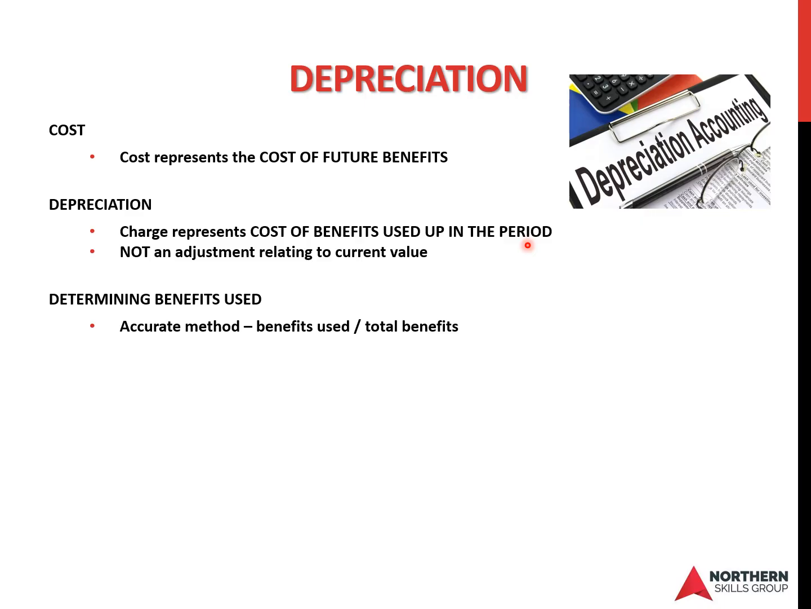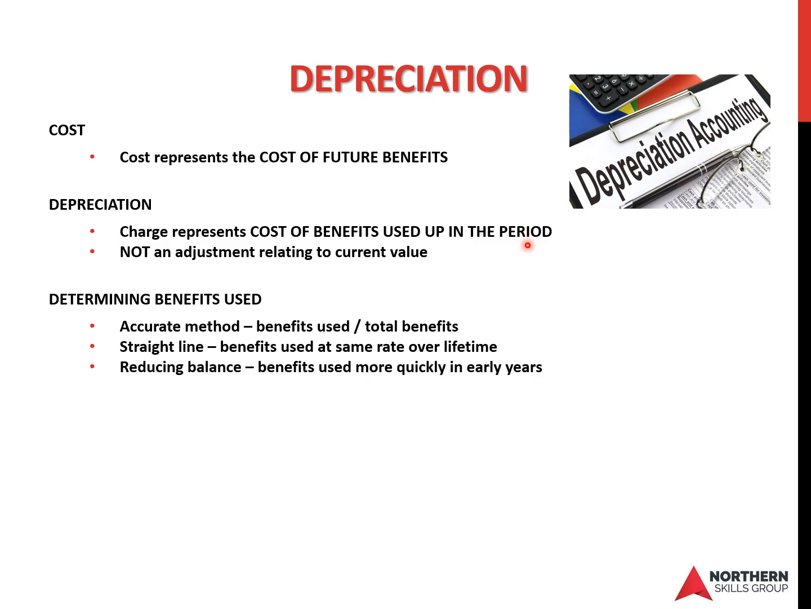So we could work out accurately the cost of the benefits used up, but more often than not we'll use straight line depreciation, and that assumes that the benefits are going to be used up at the same rate over the life of the asset. So things like leases and so on will probably be written off by way of straight line depreciation.